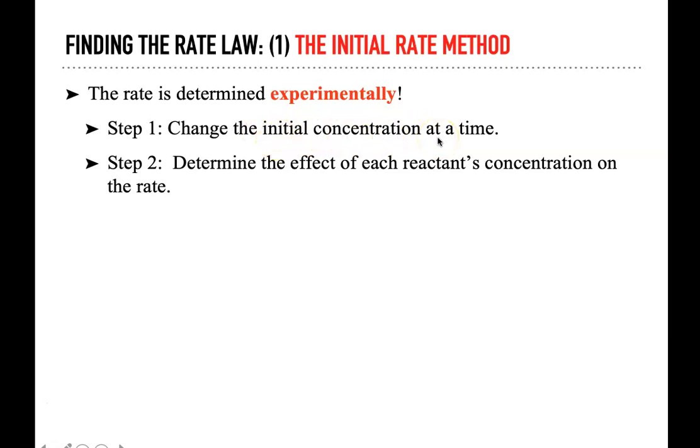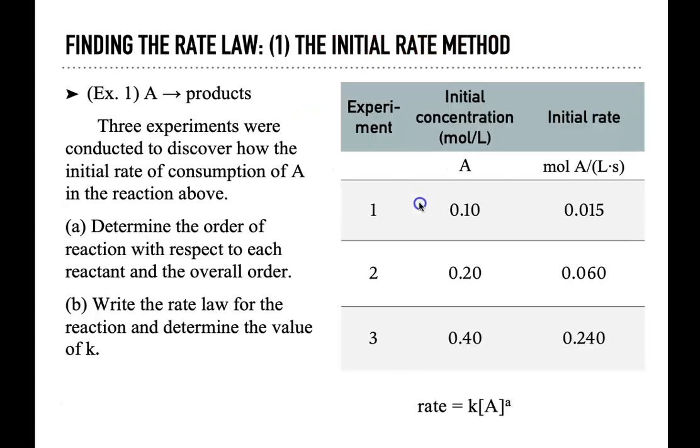Many times we repeat this reaction, maybe 3 or 4 different experiments, changing the initial concentration one at a time. When you have 2 or 3 reactants, we change just one reactant's concentration to see its effect, and then measure the initial rate to determine the reaction order. Let's see an example, a very simple example.